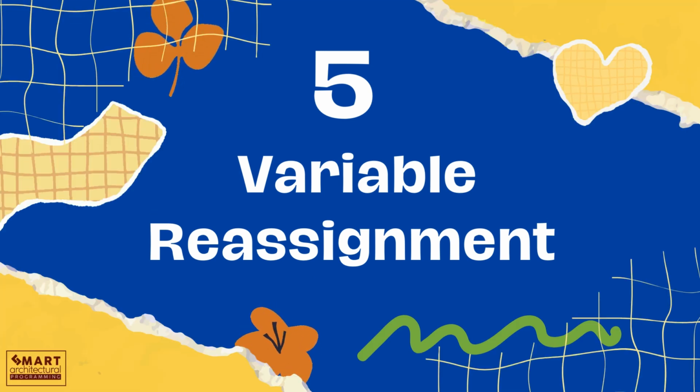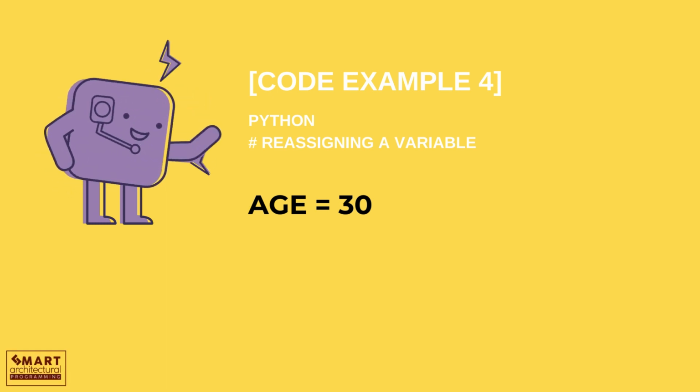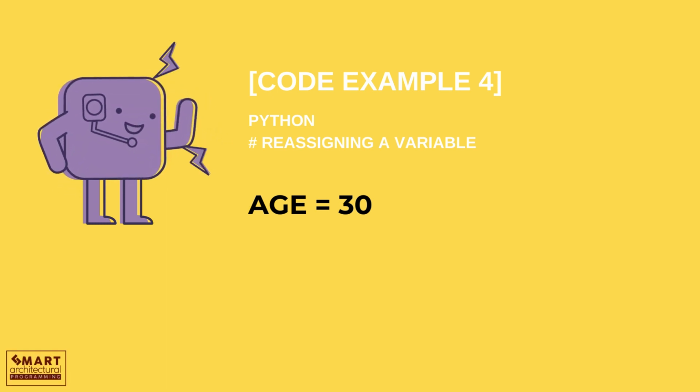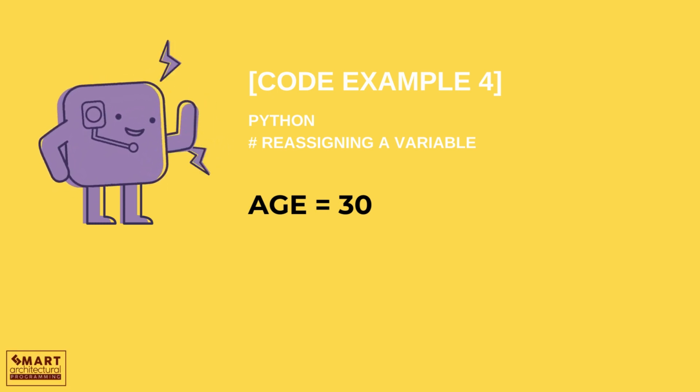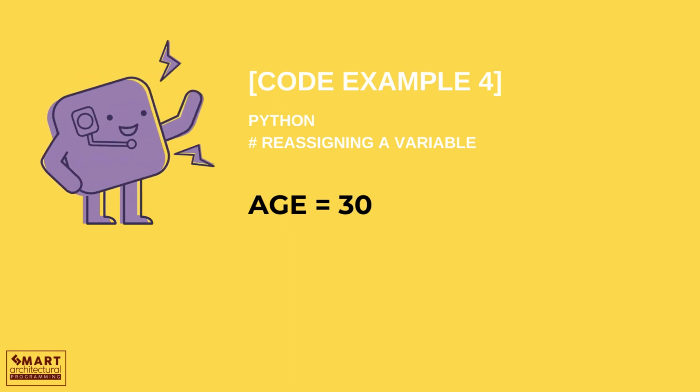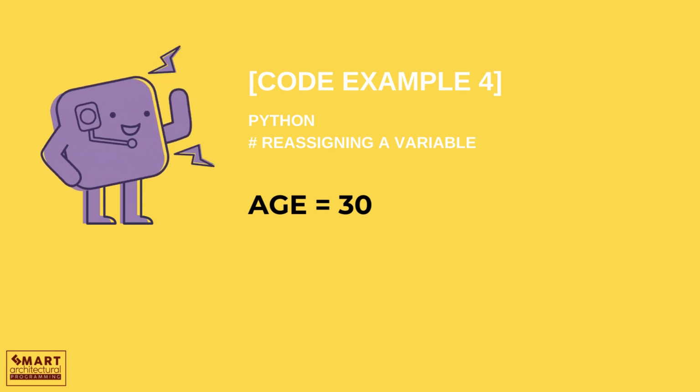You can change the value of a variable by reassigning it. Python # reassigning a variable. age = 30. In this example, we've changed the value of the age variable from 25 to 30.